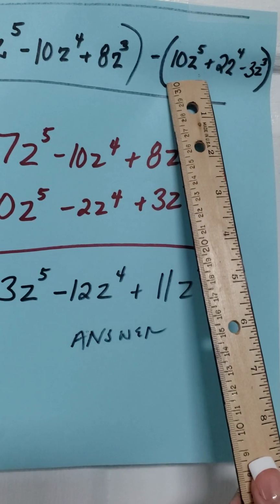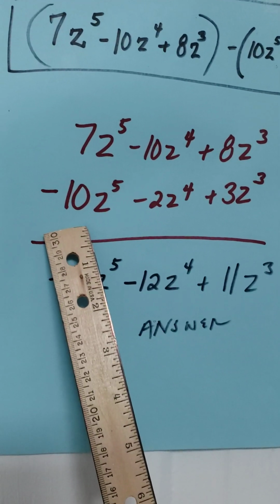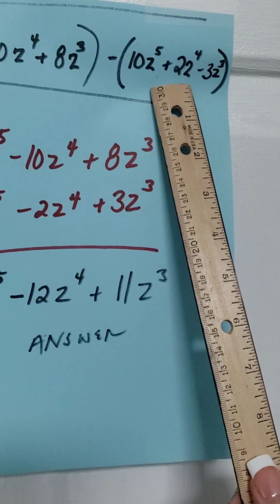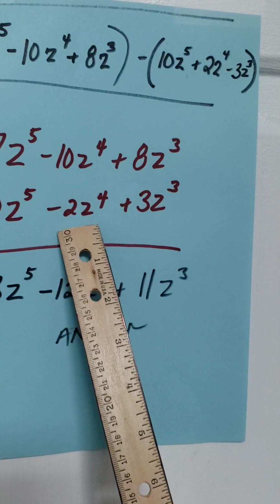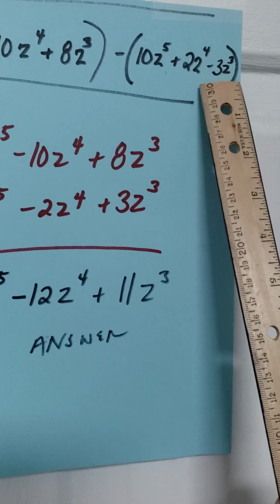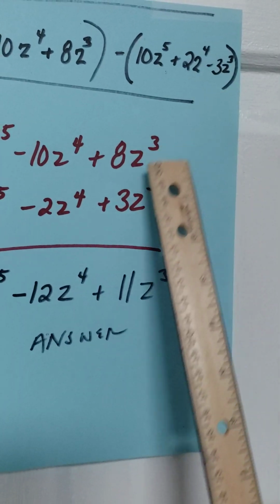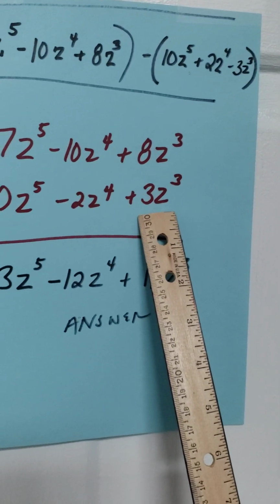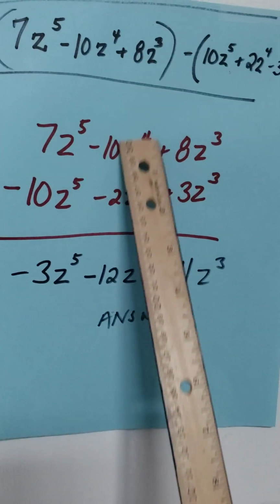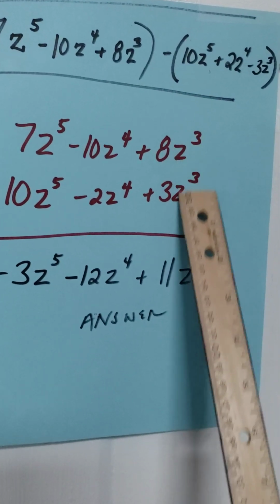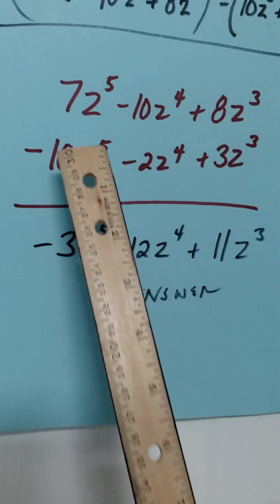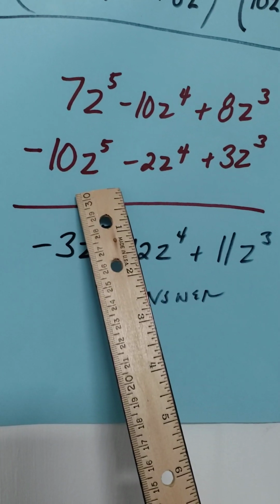-1 times 10z to the 5th is negative 10z to the 5th. -1 times a positive 2z to the 4th is a negative 2z to the 4th. And be careful with your signs. -1 times negative 3z cubed is a positive 3z cubed. Notice I line them up. The z to the 5ths go together, the z to the 4ths, and the z cubeds, right? When you add and subtract, they have to be like terms, meaning the letters have to be exactly the same.